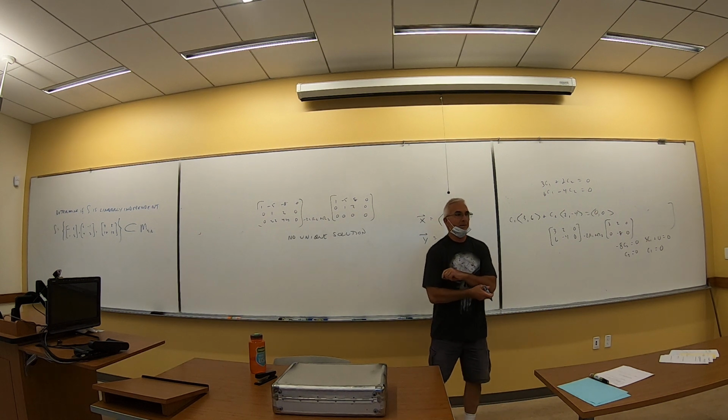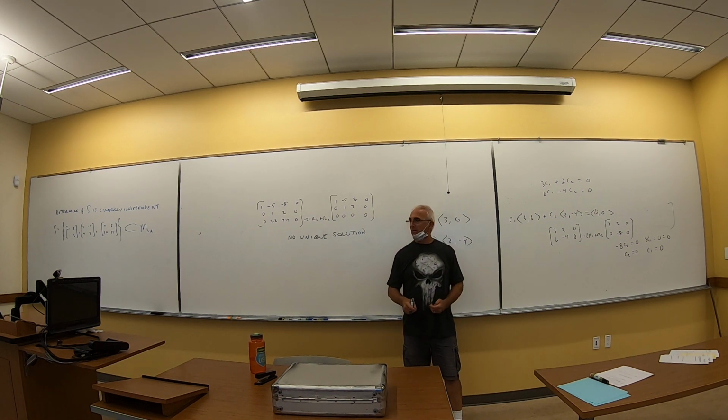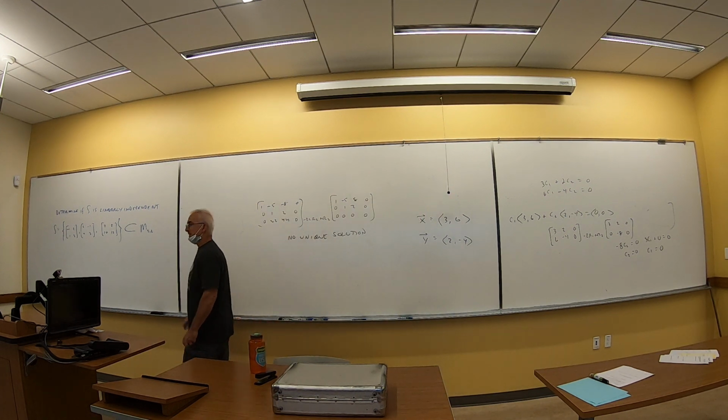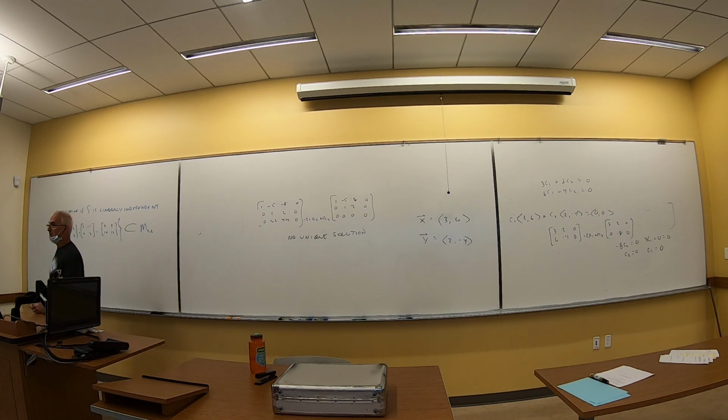I gave you three 2 by 2 matrices. Well, I'm pretty sure none of these are multiples. That's kind of obvious. But one of them could still be a linear combination of the other two, or it's not. So now this is not as trivial as the first two examples. This one's going to require a little bit more. So let's start by doing this.